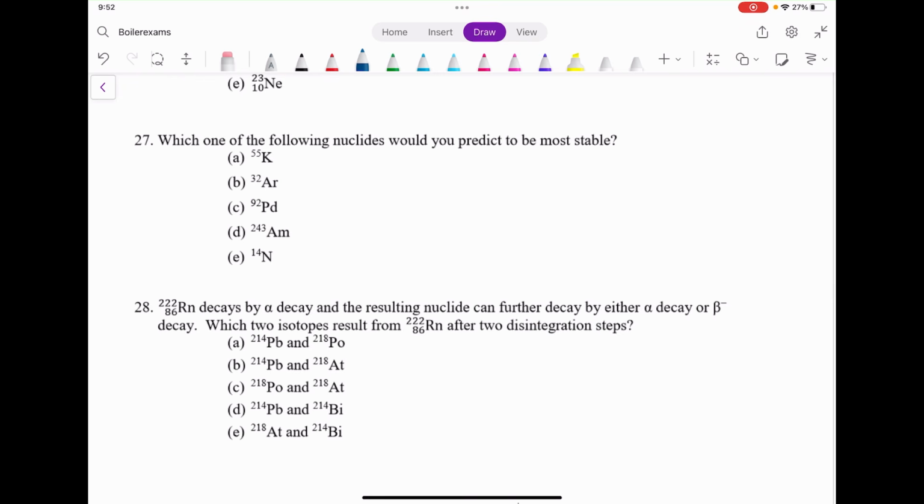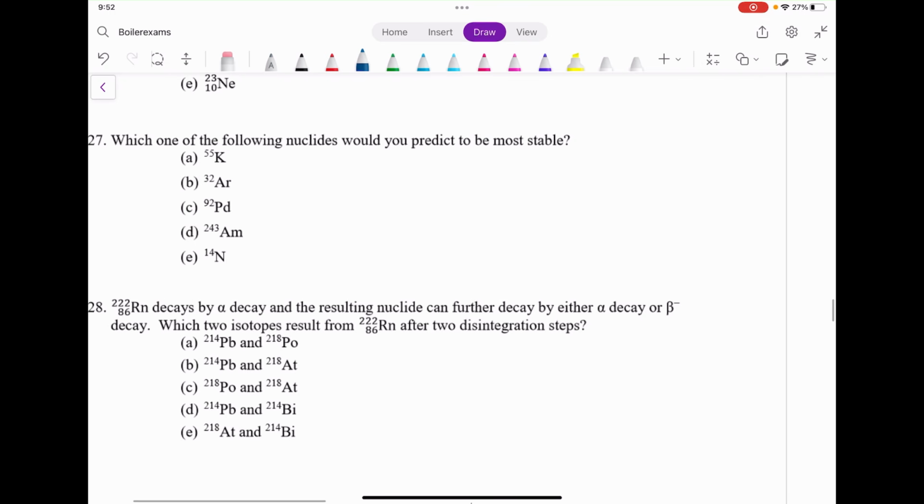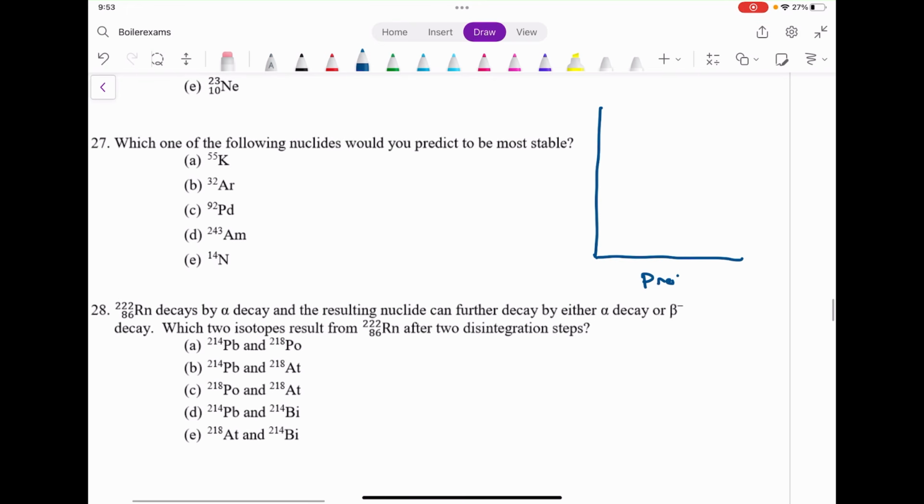27. Which of the following nuclides would you predict to be the most stable? Okay, stability of atoms. Here, let's do this. We got the band of stability. I'm not going to name it. I don't know why I was going to do that. Okay. Protons on the X and neutrons on the Y.